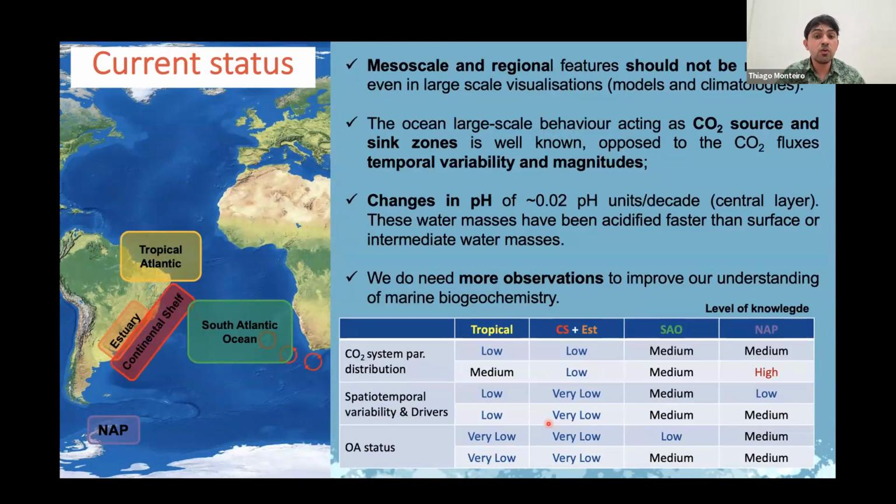We know very well the global behavior of the oceans in terms of the CO2 sink and source, but we don't know the temporal variability and the magnitudes of these fluxes and the importance of these mesoscale features on global scales. We have been seeing a pH decrease of about 0.02 units per decade, and the central waters are acidified faster than the surface and intermediate waters in the South Atlantic Ocean. And we do need more observations to improve our understanding of the marine biogeochemistry.